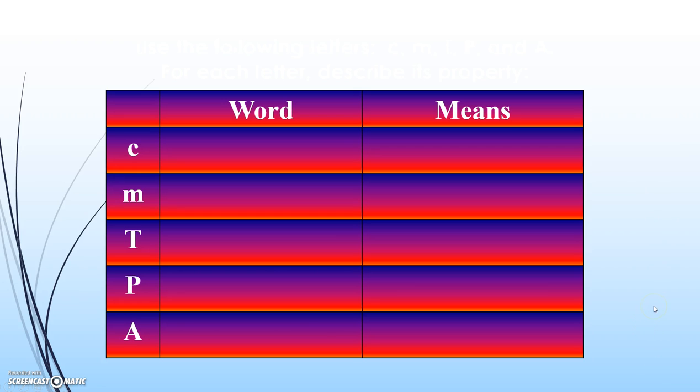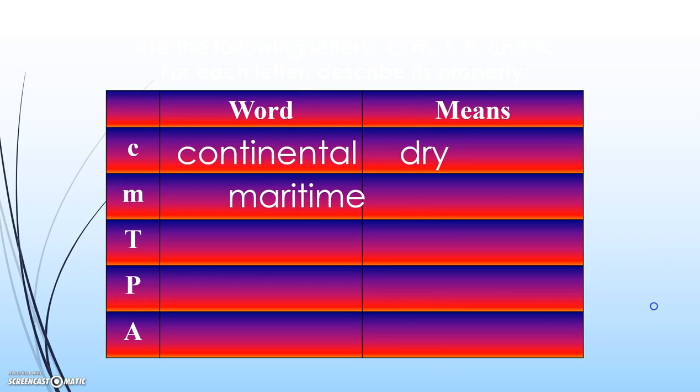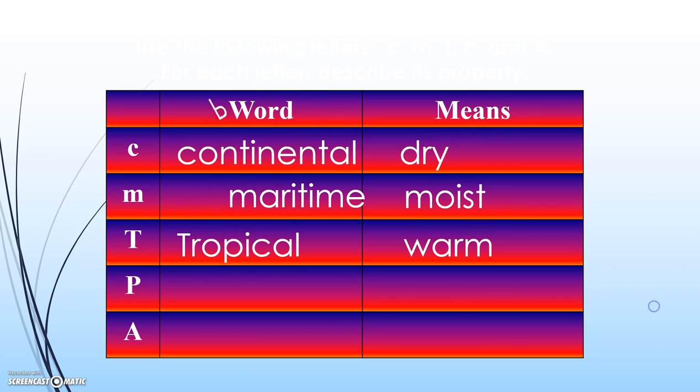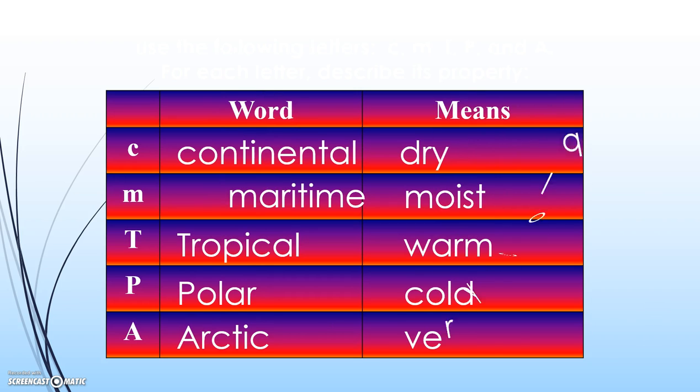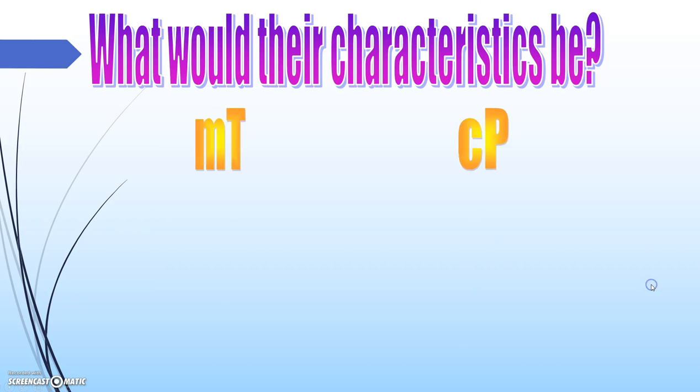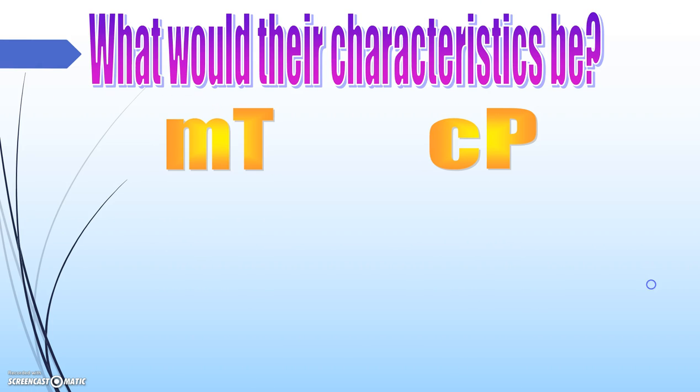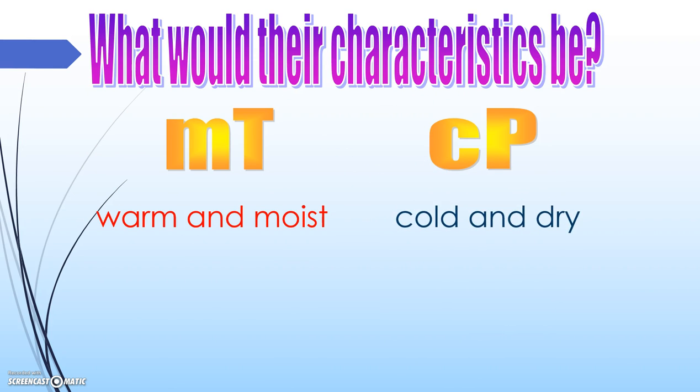Here are the codes that you need to memorize. So first we have continental or maritime, dealing with the moisture, is it dry or wet? And then tropical, polar, or Arctic, which deal with the temperature. If you put these two together, you need to know what they mean. MT, warm and moist. CP, cold and dry.